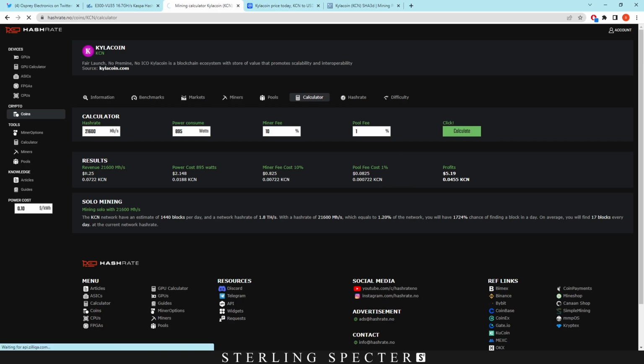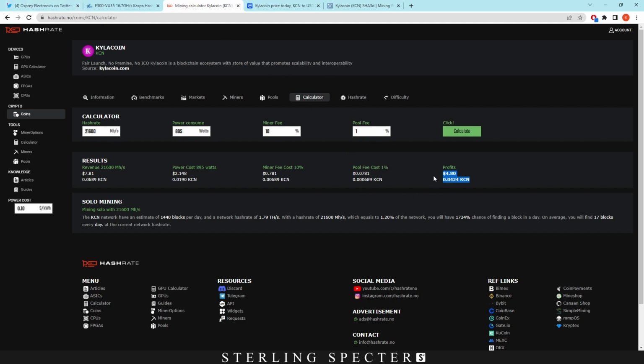Now, when I click calculate, obviously it's showing $7.81 in revenue. And the power cost is $2.14. And then the overall profits is around $5 at $4.80. So this is going to go up and down depending on the price of KylaCoin.